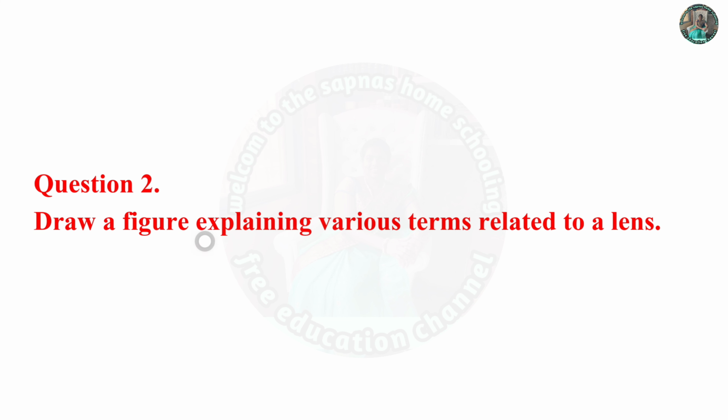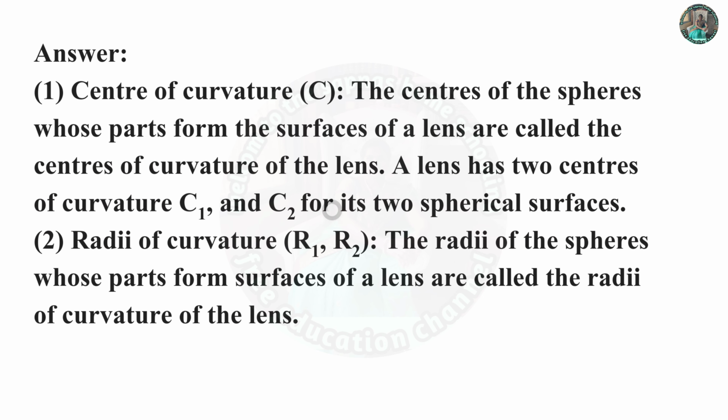Question 2. Draw a figure explaining various terms related to a lens. Answer. First, center of curvature, C. The center of the spheres whose parts form the surface of a lens are called the centers of curvature of the lens. A lens has two centers of curvature, C1 and C2, for its two spherical surfaces.